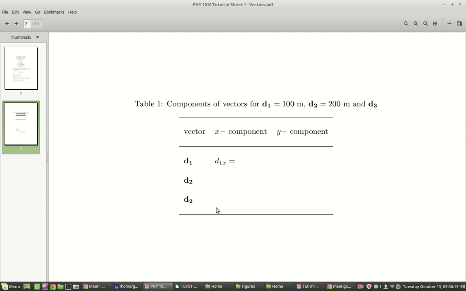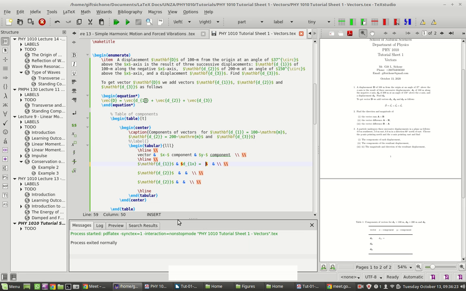100 cos 180. So first you start with the size. You have to write it properly. The size of the vector is d1. Then the angle is cos 180. The angle it makes with the x-axis is cos 180.